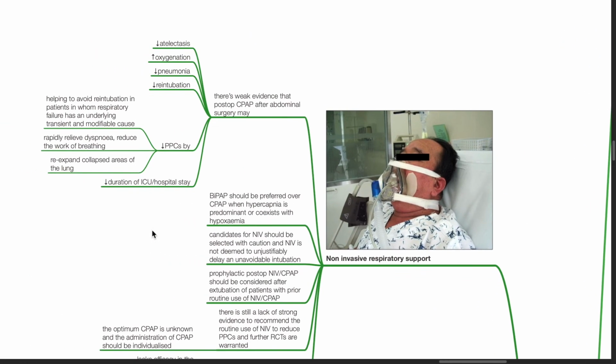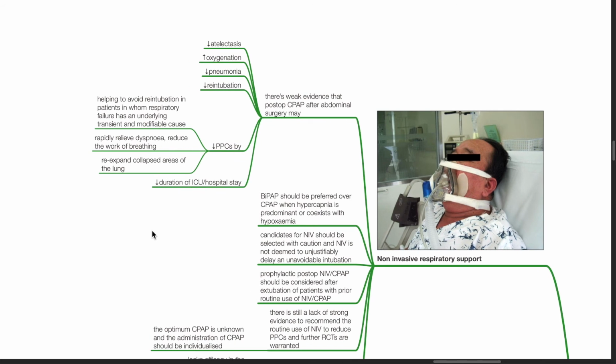Non-invasive respiratory support. There is weak evidence that post-op CPAP after abdominal surgery may reduce atelectasis, improve oxygenation, reduce pneumonia, reduce reintubation rates, reduce duration of ICU or hospital stay, and reduce PPCs by helping to avoid reintubation in patients in whom respiratory failure has an underlying transient and modifiable cause.